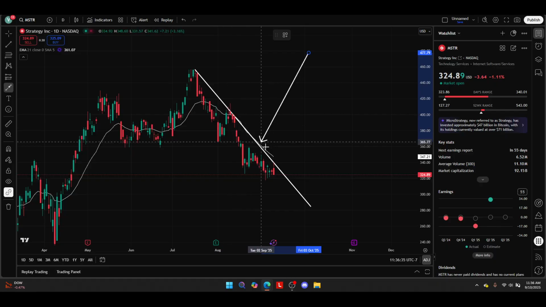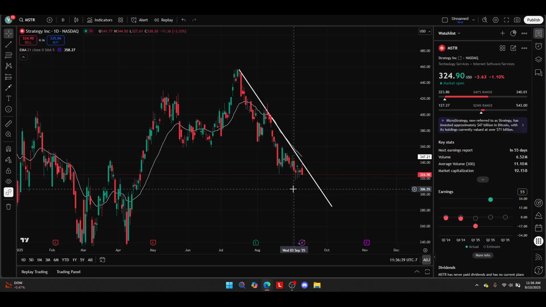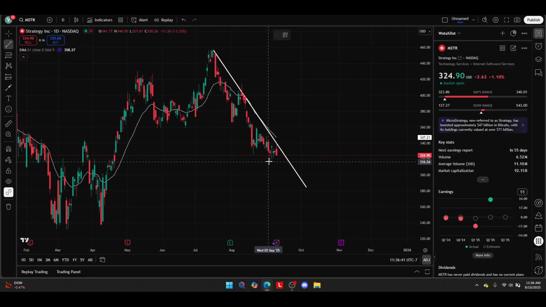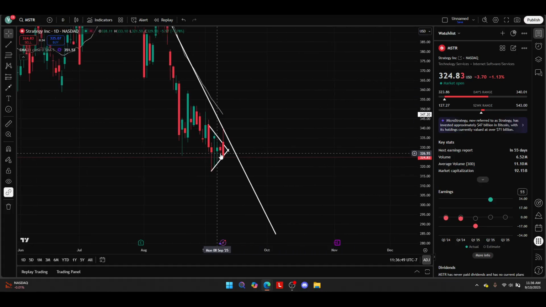So it looks like we're still maintaining the downward descent lower, still below the EMA, still below the trend line, and price is in a little consolidation pattern. There's a little flag pattern going on right here, a little triangle pattern. You can see that it's compressing, the volatility is compressing. We have several candlesticks just trading sideways here.